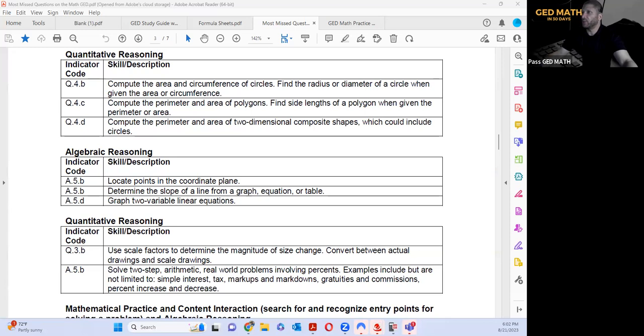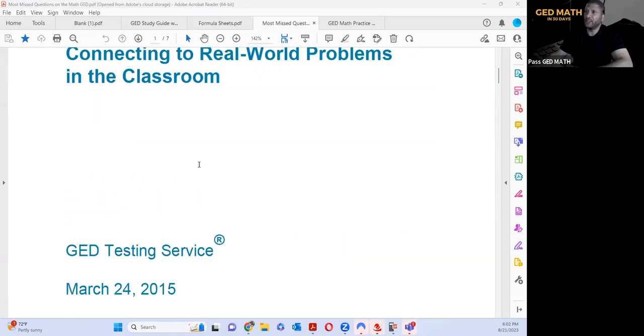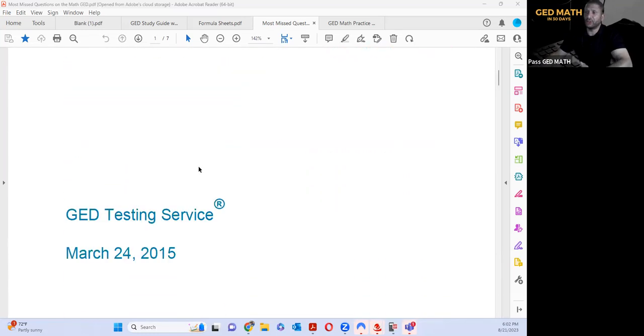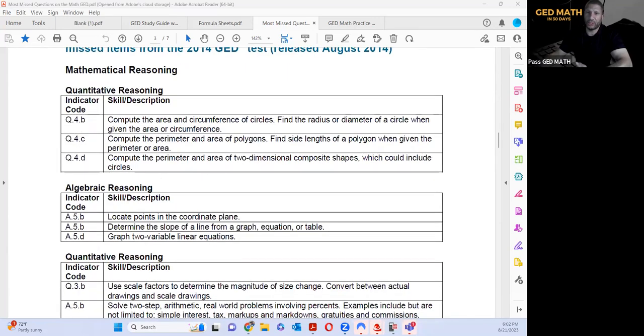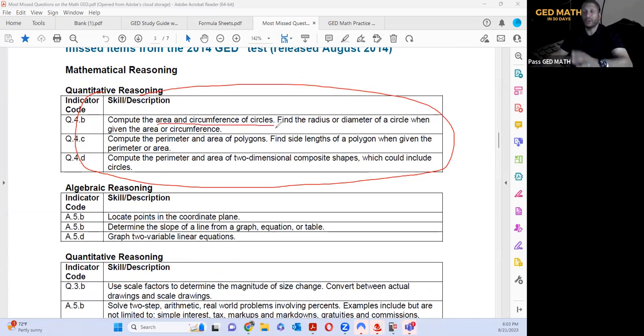Yeah, so when we just talked about area, just like you see on the screen, again, these are from GED, and these are the most missed questions. So one of the things you just said was area. If you look at this first section here, it talks about three different types of problems. Computing the area and circumference of a circle, but what's more important, the ones most people have problems with, is find the radius or diameter of a circle when given the area or circumference.